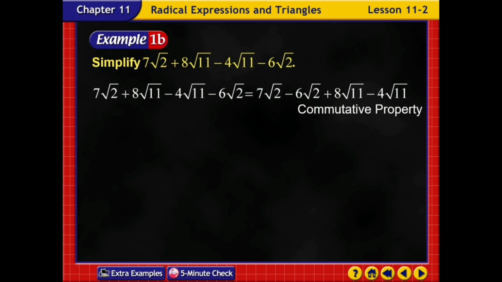From 7 square root of 2 plus 8 square root of 11 minus 4 square root of 11 minus 6 square root of 2, we will now have, by applying commutative property, 7 square root of 2 minus 6 square root of 2 plus 8 square root of 11 minus 4 square root of 11. Then we can combine now similar terms.